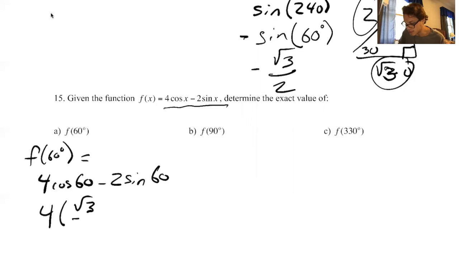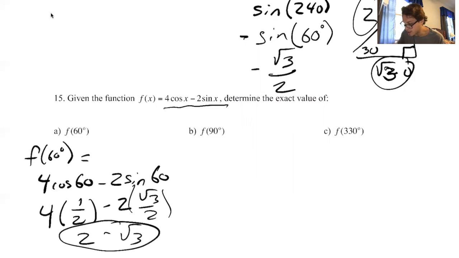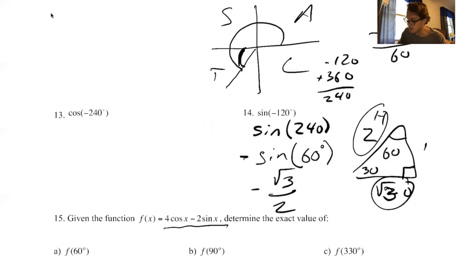We know cosine of 60 is, I'm sorry, not radical 3 over 2. Cosine of 60 is 1/2, minus 2, we don't need to write sine. We know sine of 60 is radical 3 over 2. And then we would just figure these out. We have 2 minus radical 3, and that's our final answer here. That'll be the same idea for parts B and C, except we might have to find our reference angle or our coterminal angles there. So that's it for lesson 4 here.